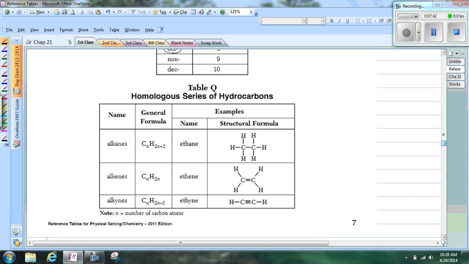Now, in table Q, we have the name of the general form, the name of the series we're going to look at, and the general formula. So tomorrow, one of the questions I'm going to ask is what is the general formula for the alkanes? So what you really need to do is just know that you have to look at table Q.